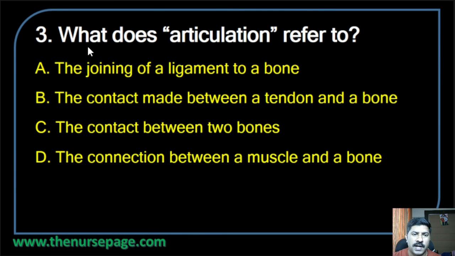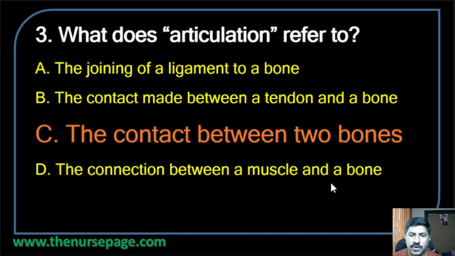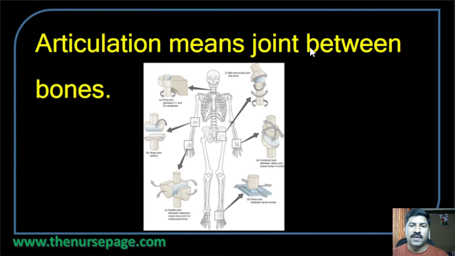Third question. What does articulation refer to? The joining of a ligament to a bone, the contact made between a tendon and a bone, the contact between two bones, or the connection between a muscle and a bone. Correct answer is the contact between two bones. That is the joining part, known as articulation surface, or simply articulation. The articulation means the joint between two bones.